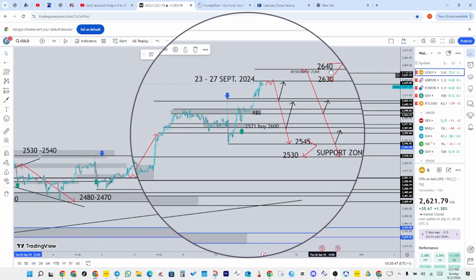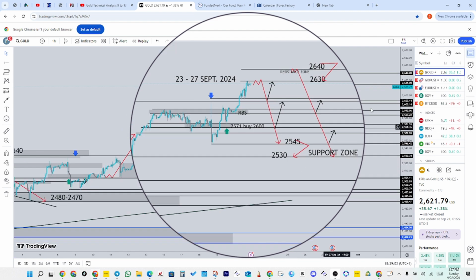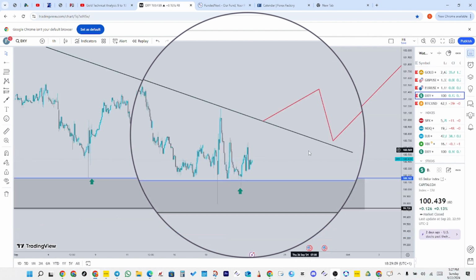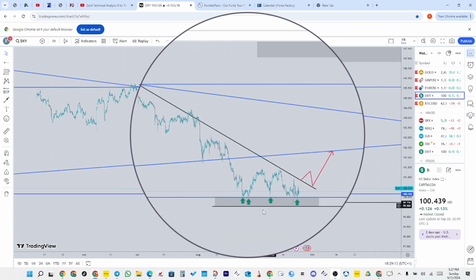So we are working with the resistance 2630, 2640, and then the support is going to be 2545 and 2530. Now let's check something on the XY. With the XY, this is what is happening so far on a 1 hour time frame.